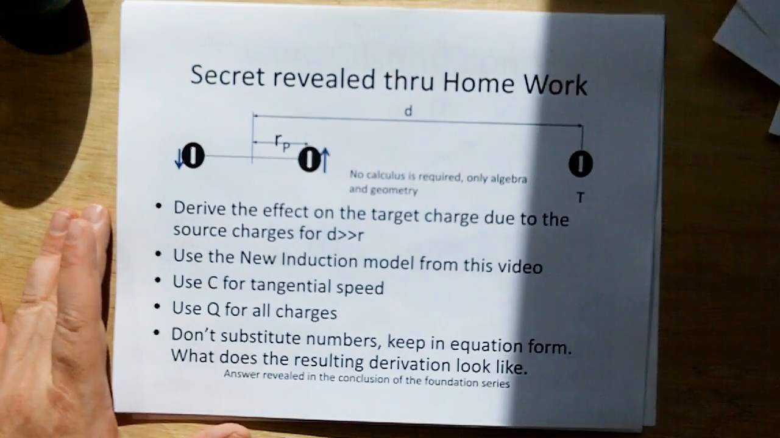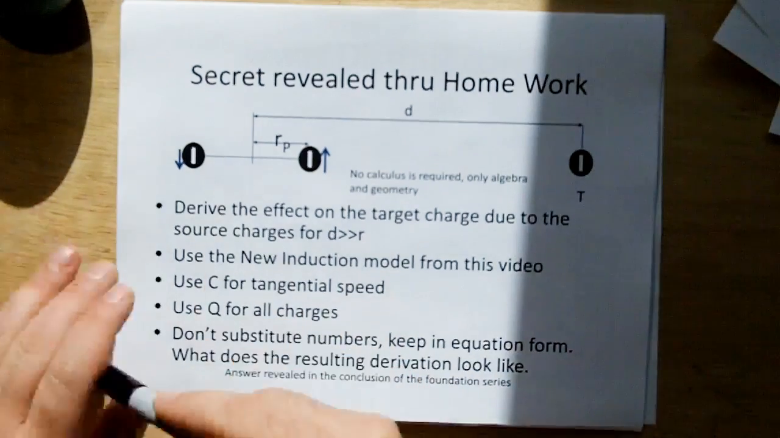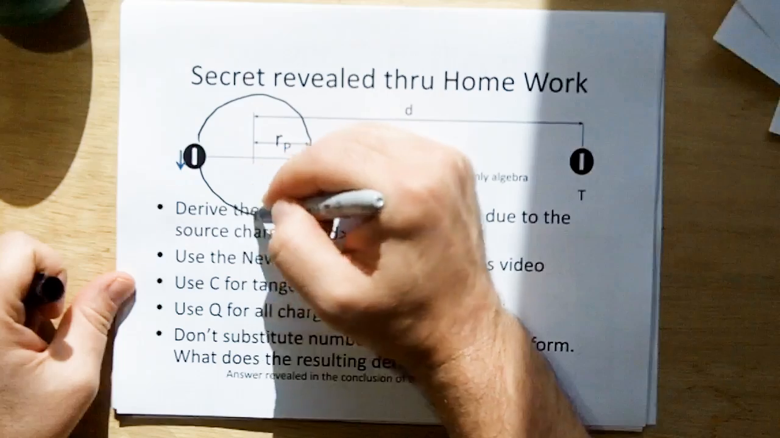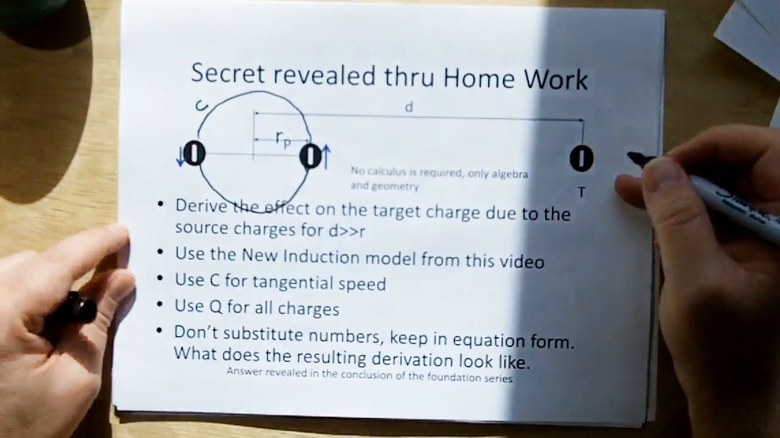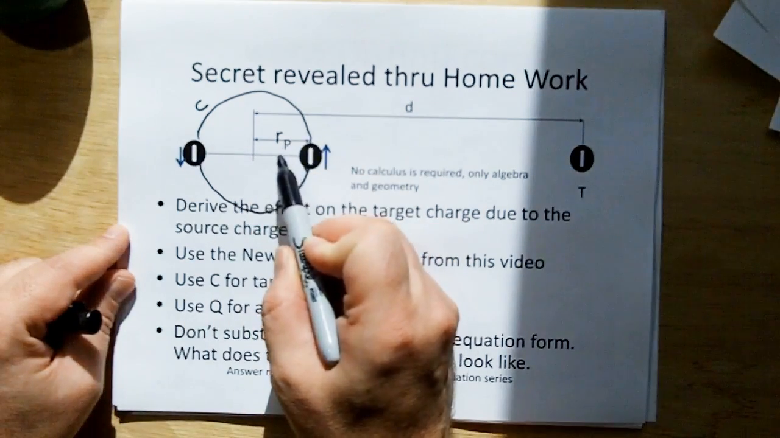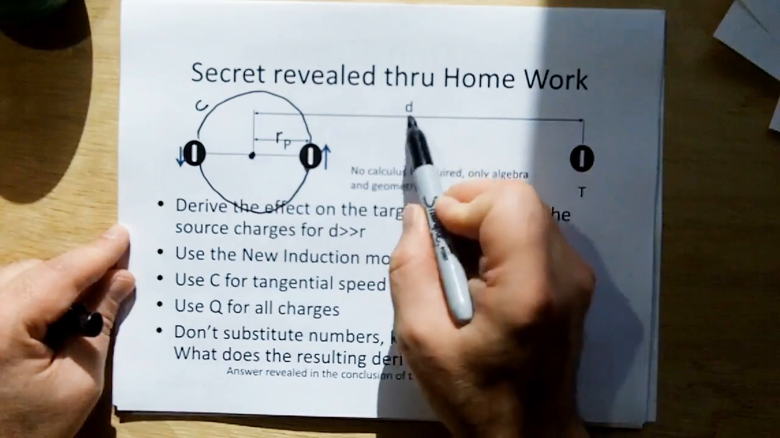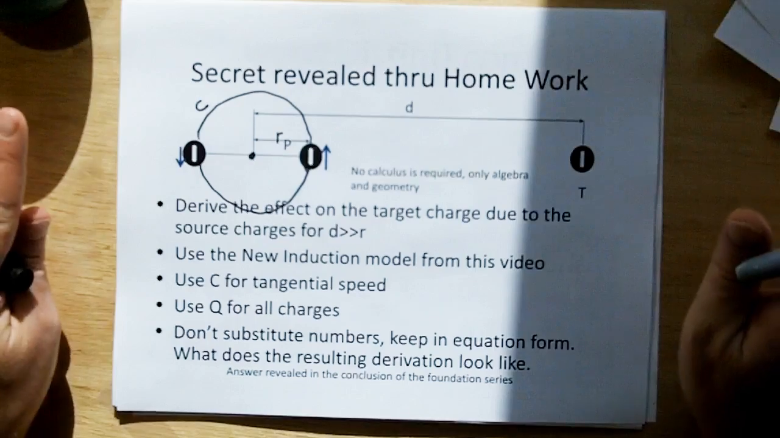So what I want you to do is, we have a target charge over here separated from this system here. This system is a system of like charges that spin around themselves at the speed of light. Their tangential velocity is the speed of light. The radius that they spin around is r, or rp, and the distance from the radius of rotation to the target charge is d. This does not require any calculus, only algebra and a little geometry.